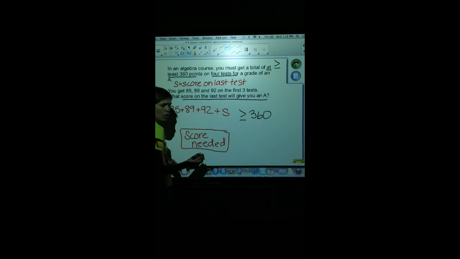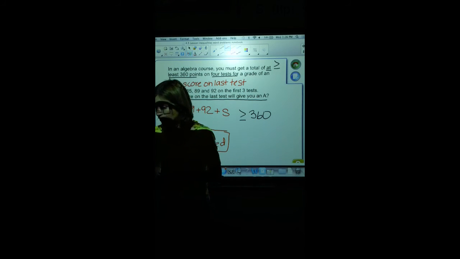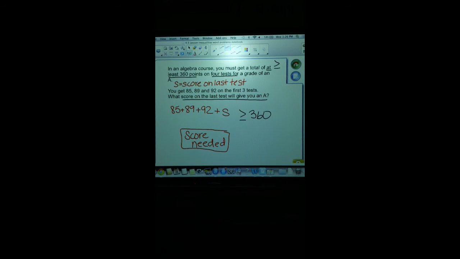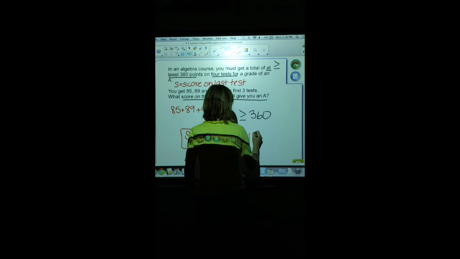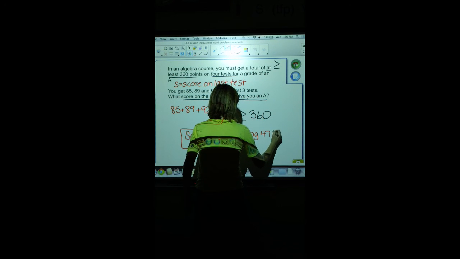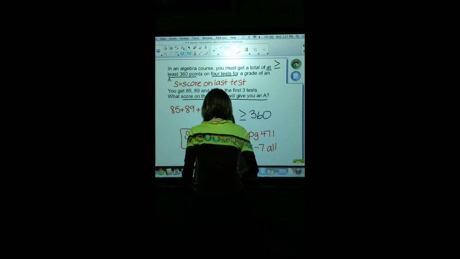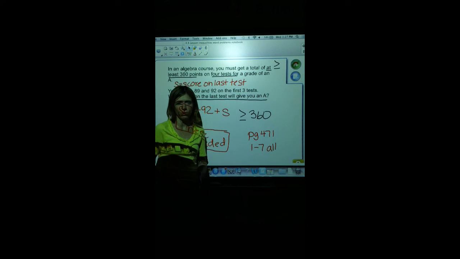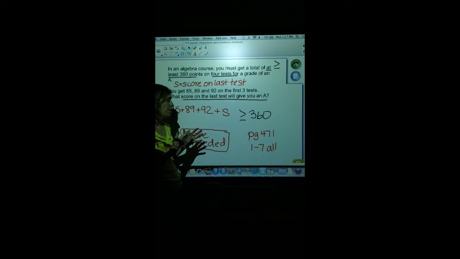I also want you to go into your textbook. In section 10.3, on page 471, I want you to do numbers 1 through 7, all. All it's asking you to do is write a variable or write an inequality based on the words that they give you. It doesn't ask you to solve them, it just asks you to write the inequalities. So I'd like you to do that and bring that to class tomorrow, okay?